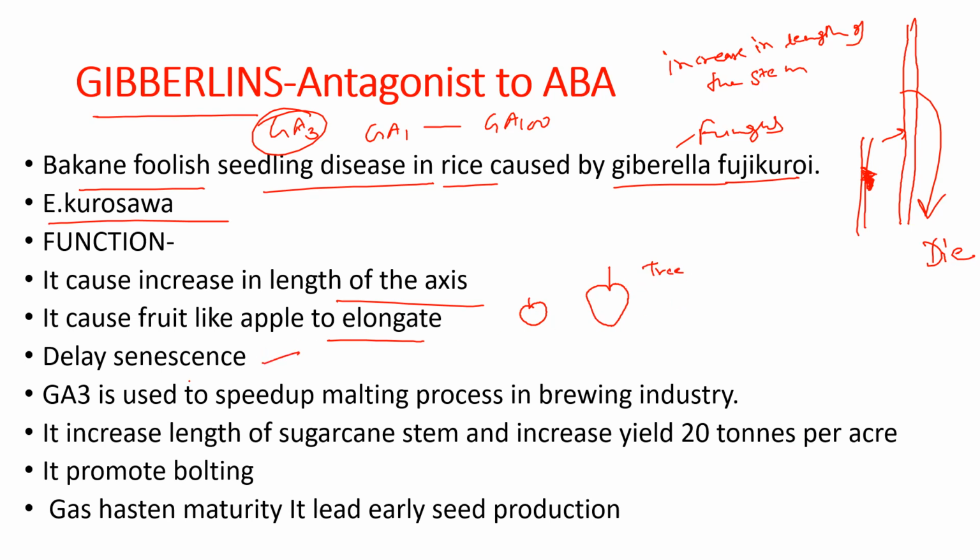It delays senescence, so the fruits and leaves can stay on the tree for a long time. GA3 is used to speed up the malting process in the brewing industry. It increases the length of the sugarcane stem, so it increases the yield by 20 tons per acre. We use the sugarcane stem for making sugar, right? So it increases the stem length, it promotes bolting, and GA3 hastens maturity, leading to early seed production.